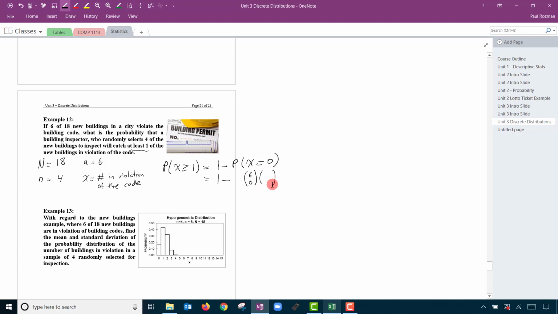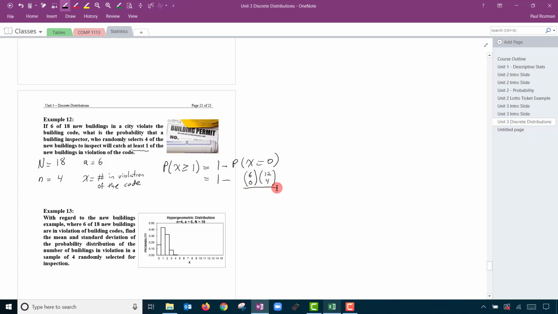Then there must be 12 that don't violate the building code. You know, there are 18 in total. 6 are bad, means 12 are good. Of the bad ones, I don't want any. Of the good buildings, I need 4 of those.